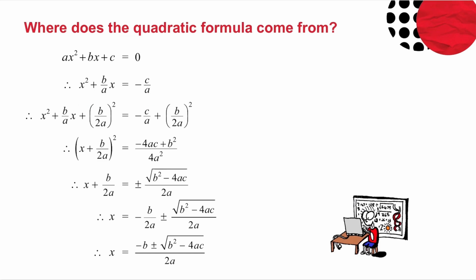Then remember, with completing the square, we take half the coefficient of x, and half of b over a is b over 2a. So what I do is I add b over 2a squared to both sides. These three terms then formed a perfect square. I collected those terms and wrote them as one fraction. Take the square root on both sides, don't forget the plus minus, and then you take this term across to the other side and you write that as one fraction.